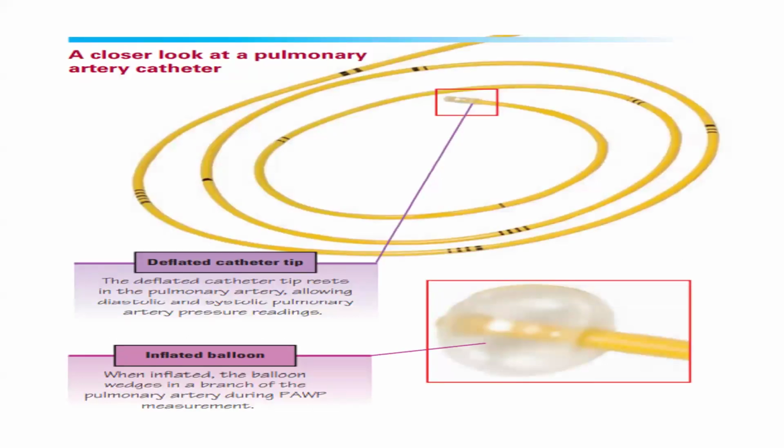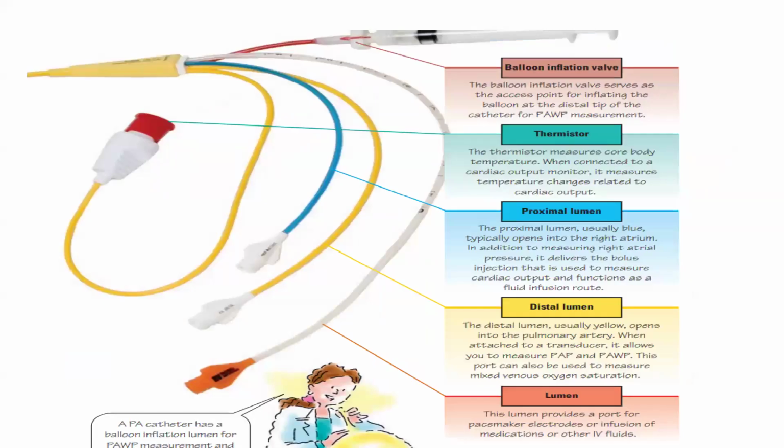So this is the deflated tip. The deflated catheter tip rests in the pulmonary artery, allowing diastolic and systolic pulmonary artery pressure readings. With the inflated balloon, the balloon wedges in a branch of the pulmonary artery during pulmonary artery wedge pressure measurement. As you can see on the top, that is the balloon inflation valve. The balloon inflation valve serves as the access point for inflating the balloon at the distal tip of the catheter for pulmonary artery wedge pressure measurement.